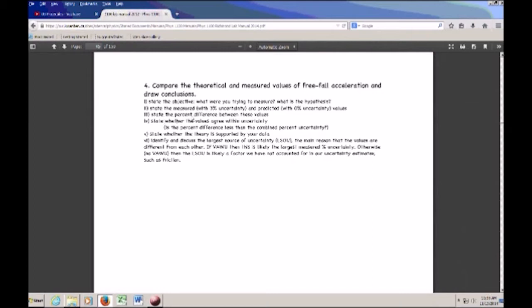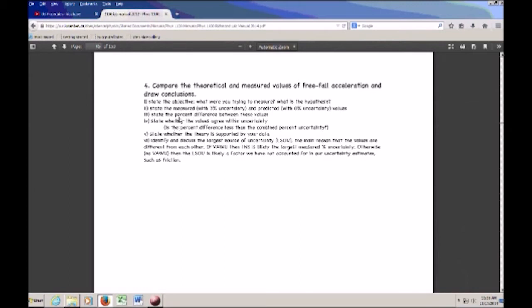The third thing you put in your conclusion is they say state the percent difference between these values. Now that's a calculation you've already done at this point. When you get to your conclusion, you have this number. So again, you just write it down in a full sentence. My percent difference between these two values was, and you give your value.